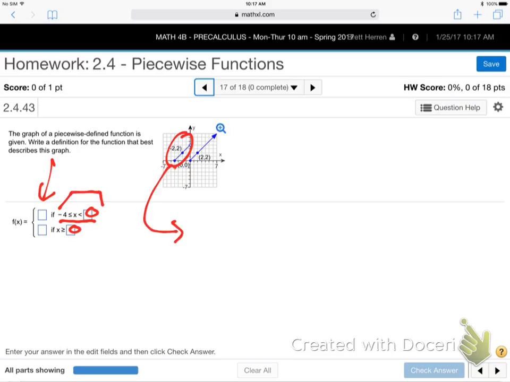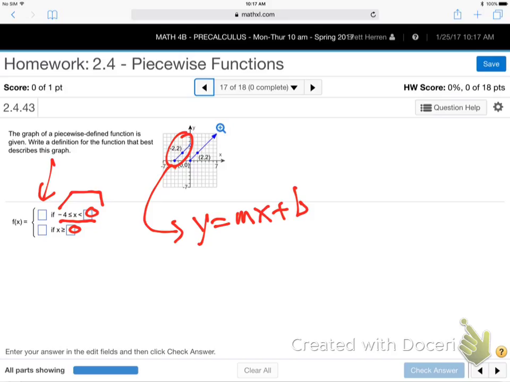How do you find the equation of a line? y equals mx plus b. It's just a line. It's not curved. They're not going to make you do U-shapes backwards or anything. They're just going to give you straight lines. So it's y equals mx plus b. So we've got to find the m and the b.